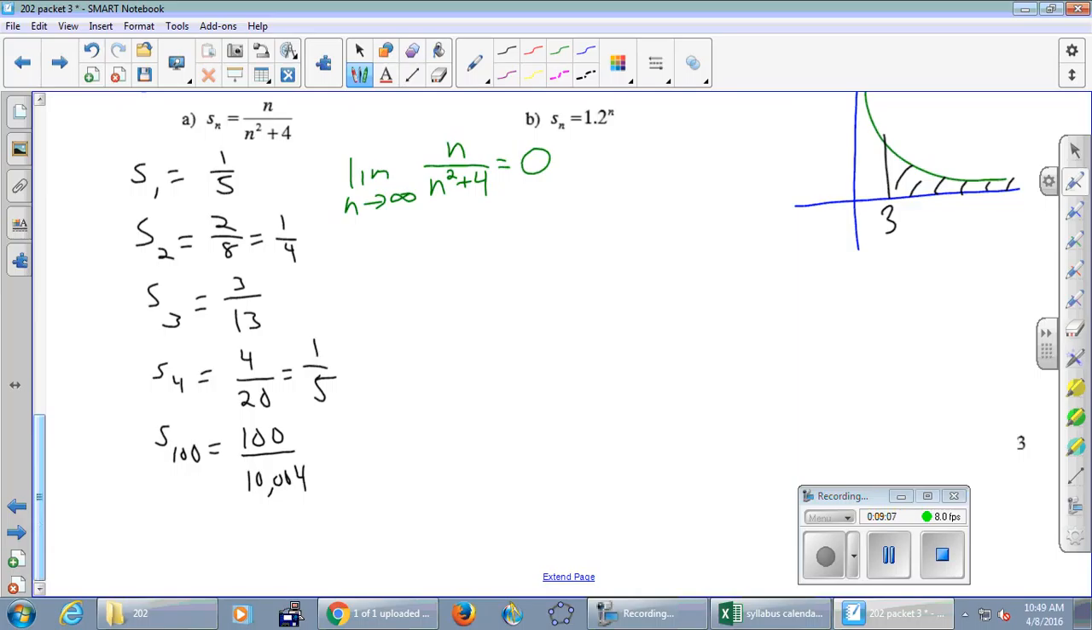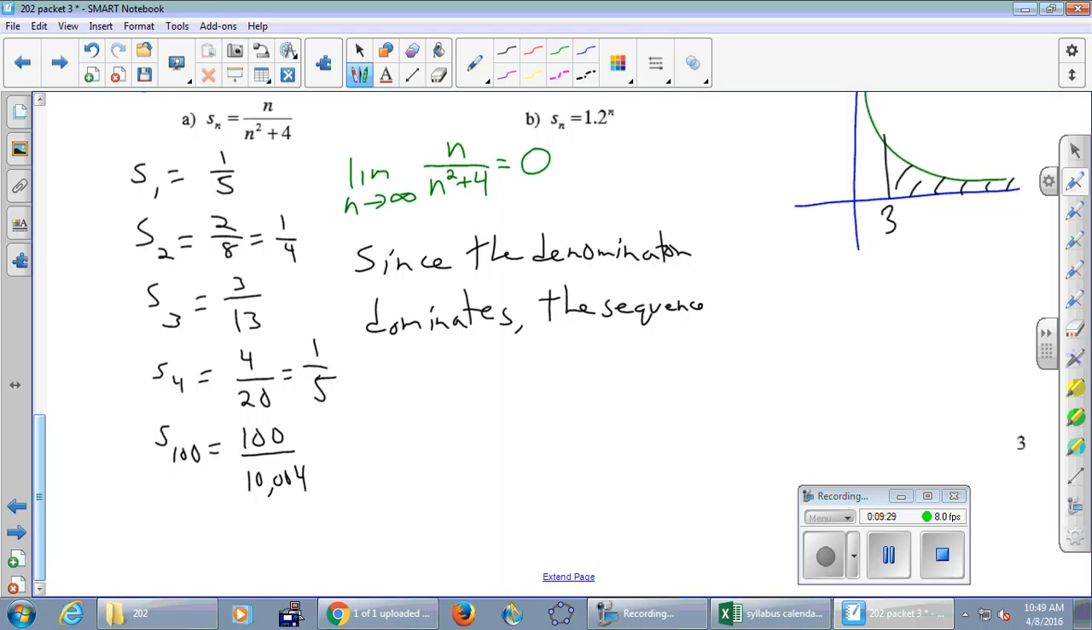Either you can use the language of dominance, which is what we're hearing over here. So you could say since the denominator dominates, the sequence converges to 0.